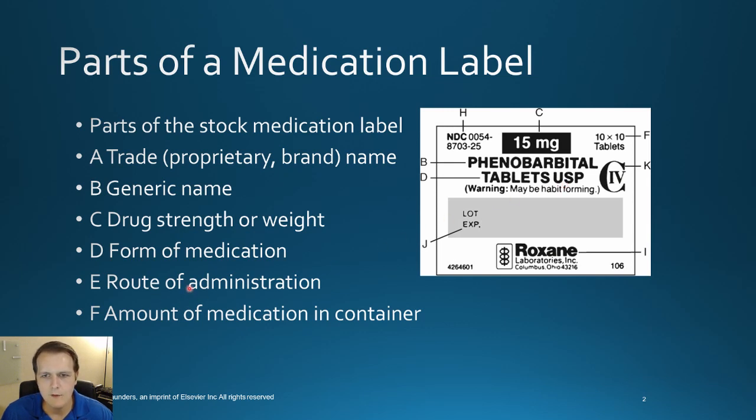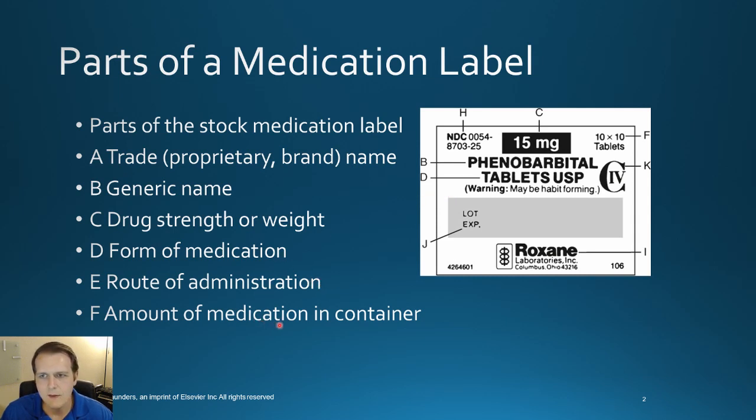E is going to be the route of administration. Here you can see the E is not technically on this label, but if it says like oral solution or intravenous something or other, that would be what they're referring to there. So again, you're going to find that not every single label is going to have every single one of these components, but when you do see them, you can at least be familiar with them. So sometimes route of administration is present.